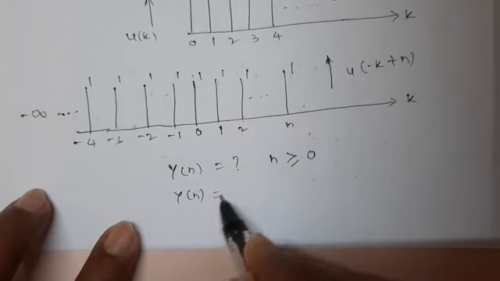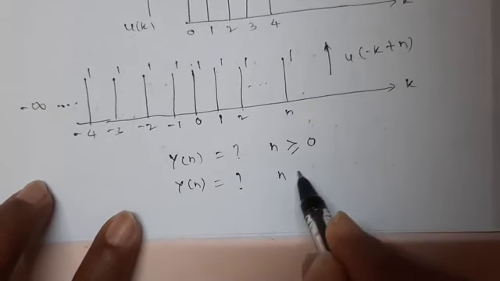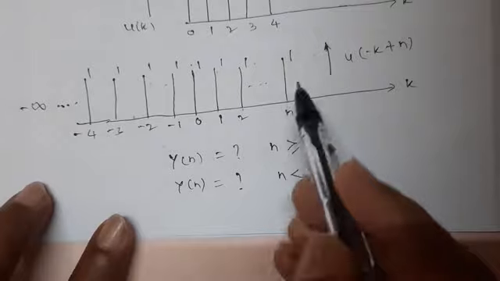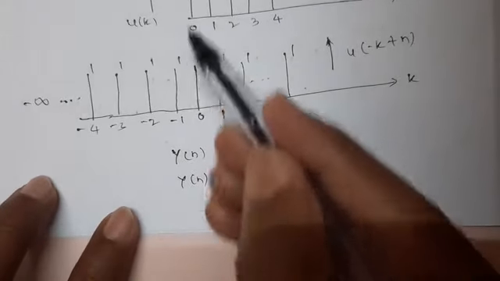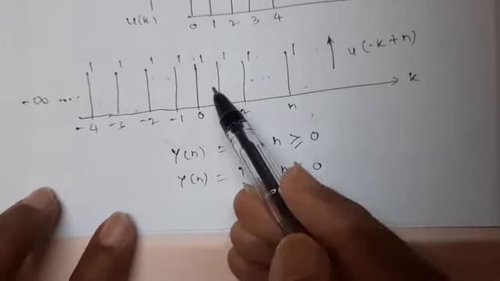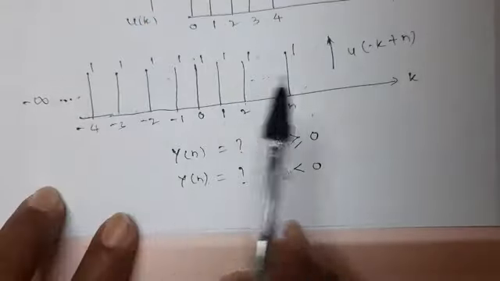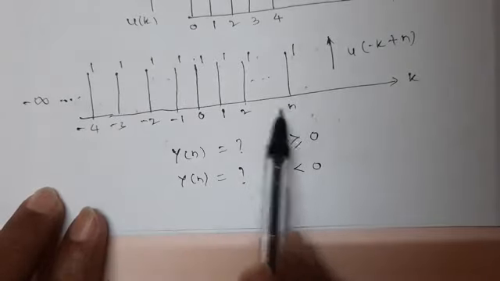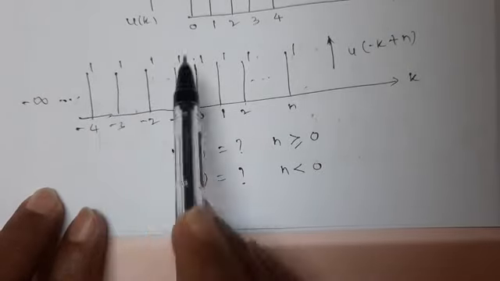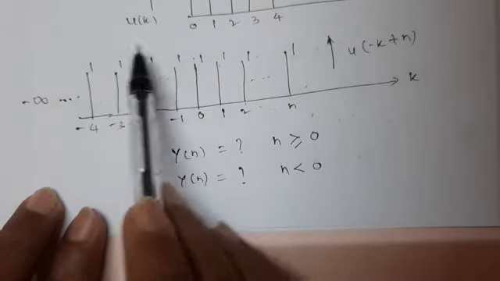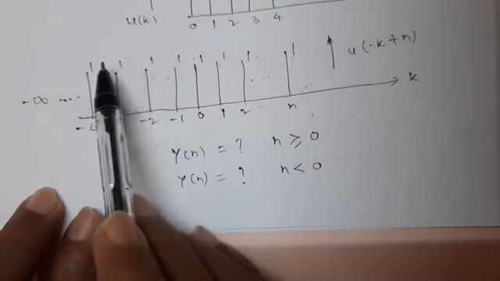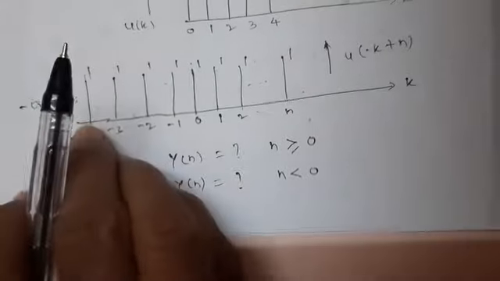What is y of n when n is less than 0? That is, y of n when it is overlapping. We are trying to check when n is less than 0. Shift towards left completely. All the samples of this should be towards the left side, so that I have the n value less than 0, something like minus 1, minus 2, minus 3. So first, n less than 0.